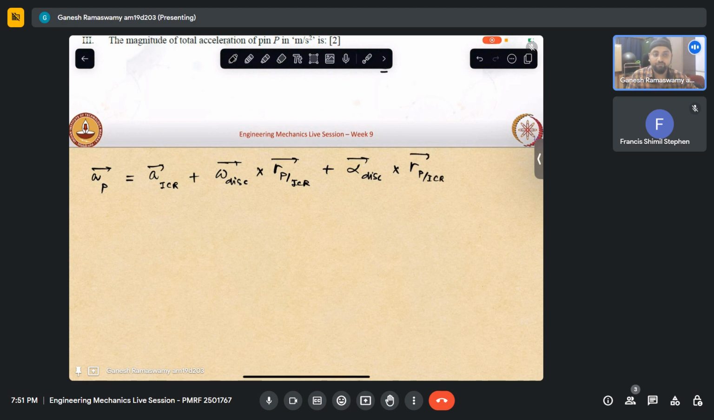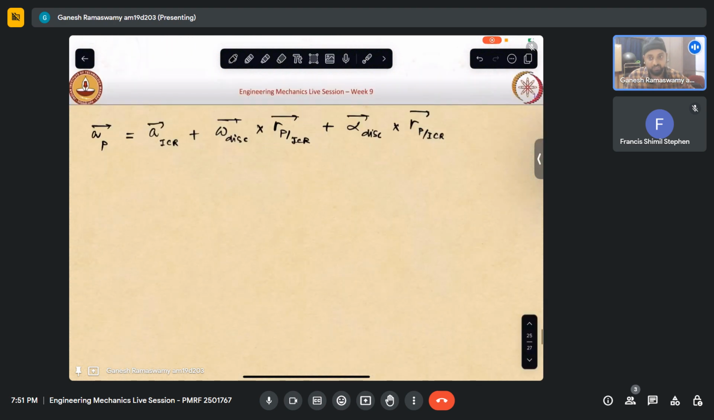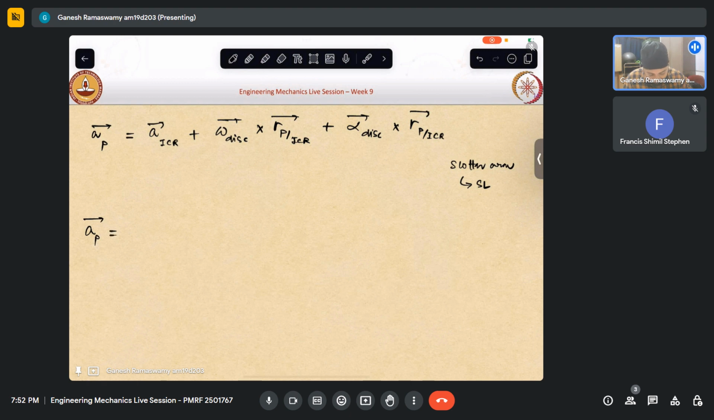On the other hand, if I were to do it from that rotating frame of reference connected to the slotted arm, let me denote it by SL. By the slotted arm's analysis, it will be acceleration of R, which is the hinge, which is actually 0, but I'm just writing it in full, plus omega of the slotted arm cross R of P with respect to R plus alpha of the slotted arm cross R of P with respect to R. But this will not be all.